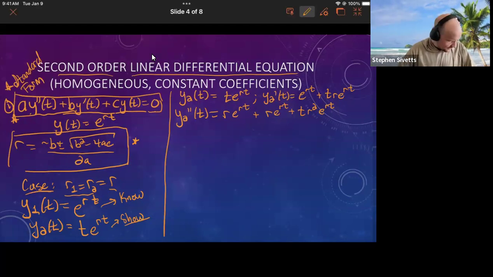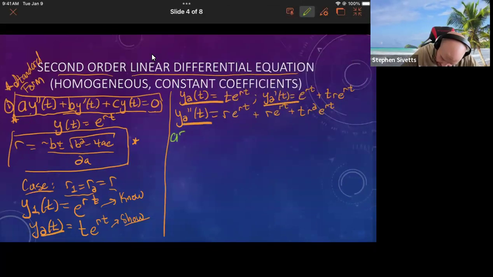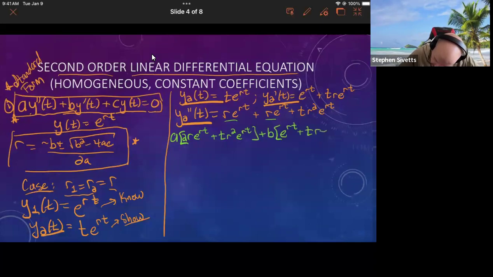All right. So now if I were to plug in this quantity, y2 prime of t and y2 double prime of t, into the differential equation, I will get a times y double prime of t. So this would be 2r e to the rt, and then we'll have plus a times t times r squared e to the rt, gotta be careful here, plus b times y2 prime of t, which is e to the rt plus t times r e to the rt, plus c times t times e to the rt, and this equals 0, right?